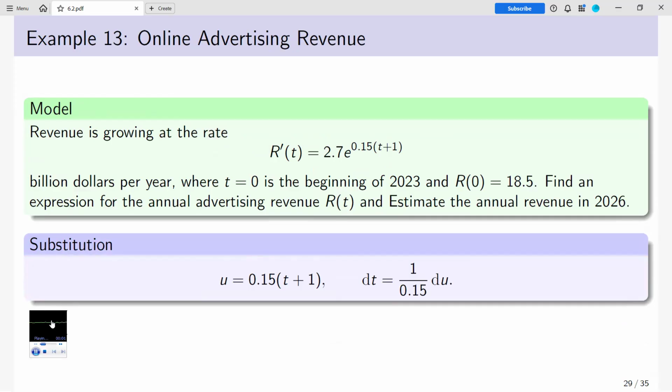The model gives a rate of revenue growth and an initial revenue. The linear exponent suggests substitution, and the initial value will identify the constant. Online advertising knows exactly how to follow us. Fortunately, this exponent is equally easy to track.